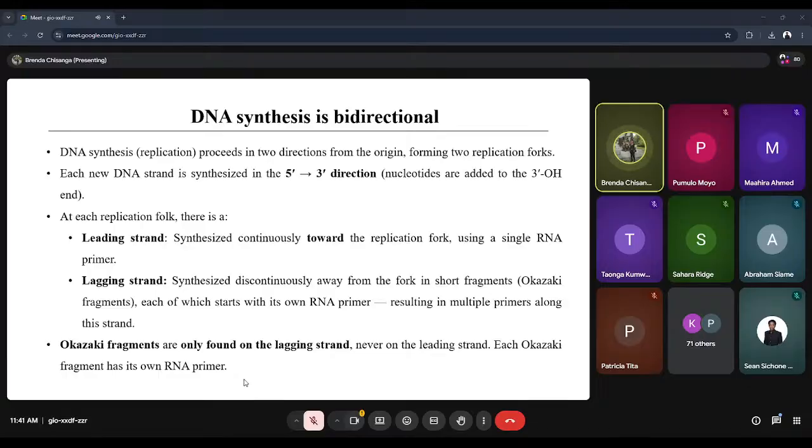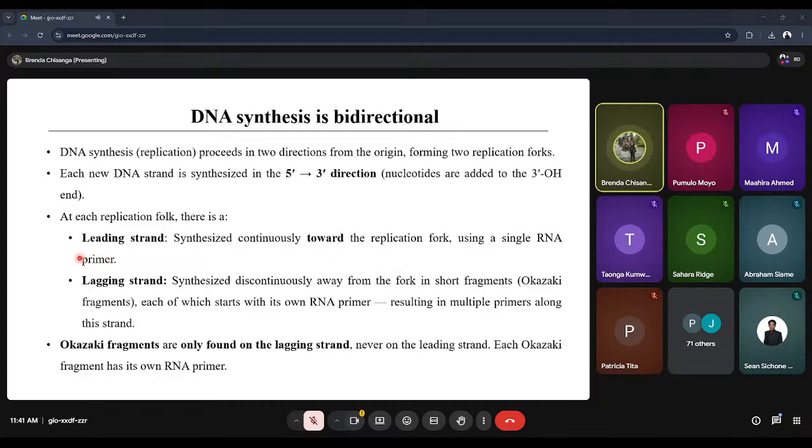So these are just notes. I think DNA synthesis is bidirectional, and I think we understand what that means. The new DNA strand is synthesized in the 5' to 3' direction, and we know why this is so. This is because the polymerase enzyme that is adding these new nucleotides can only function in this direction. And also what this means is that because the polymerase has a specific orientation of synthesis, one strand is synthesized continuously. This strand is referred to as a leading strand and is always synthesized towards a replication fork or in the same direction as the replication fork.